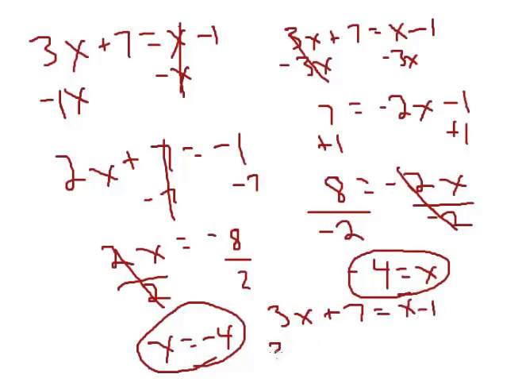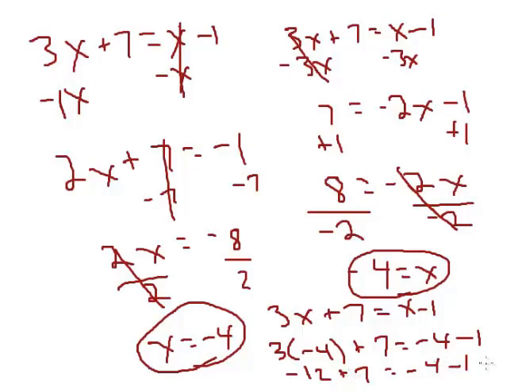Let's see, we have 3 times negative 4 plus 7 equals negative 4 minus 1. Let's see if this works. Well, we've got 3 times negative 4 is negative 12 plus 7 equals negative 4 minus 1. Negative 12 plus 7 is negative 5. Negative 4 minus 1 is also negative 5. And so that means that everything checks out.